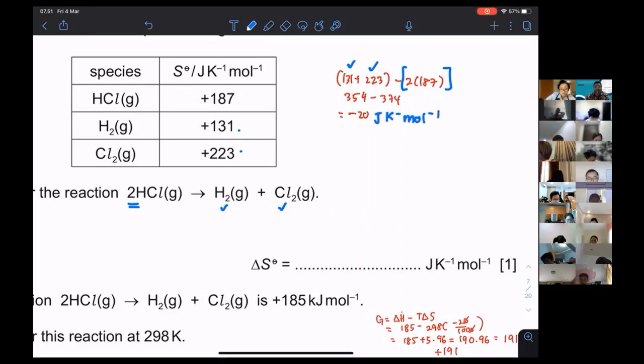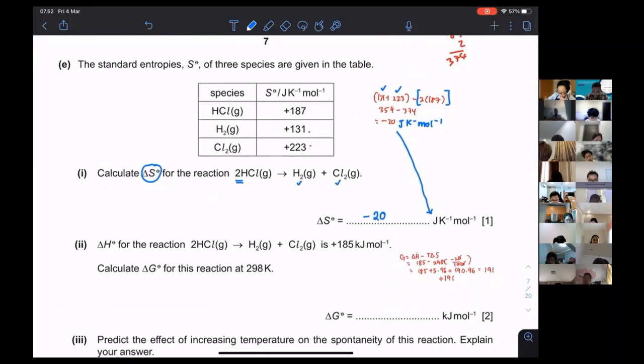This is very important. Check again whether the unit is in joule or kilojoule, but entropy normally is in joule. So you get that, you put the negative 20. But be very careful when you calculate the Gibbs free energy, because Gibbs free energy, you are going to use everything in kilojoule.